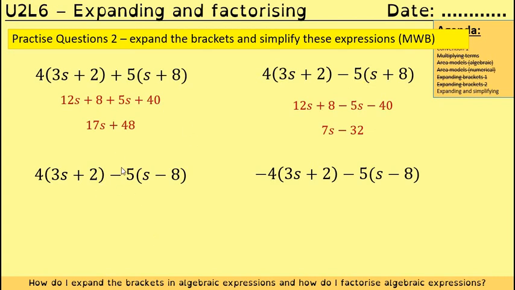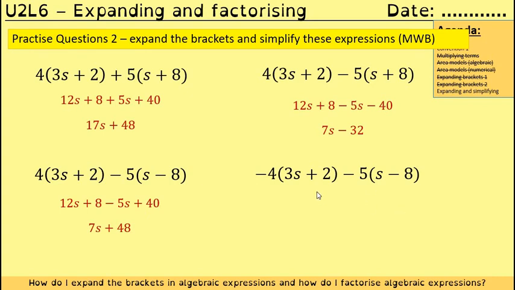Next, I've kept that 5 negative, and what I've also done is I've made the bracket here s take away 8. So we'll see what effect that has on our answer. So when we multiply out the brackets, we're going to get 12s plus 8, subtract 5s, but now we will get add 40, because negative 5 times negative 8 gives us positive 40. Collecting like terms here gives us 7s plus 48.